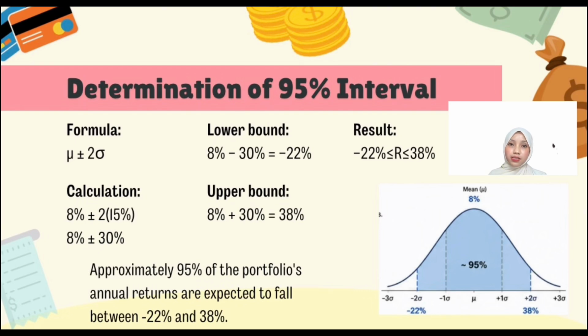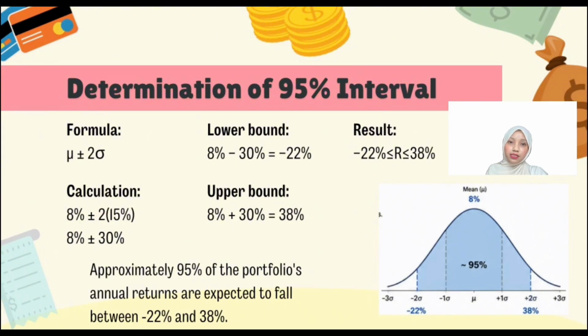equals 38%. This means that approximately 95% of the portfolio's annual returns are expected to fall between negative 22% and 38%. In other words, there is only about a 5% chance that the portfolio's return will fall outside this range, making it a useful measure for assessing the portfolio's overall investment risk.